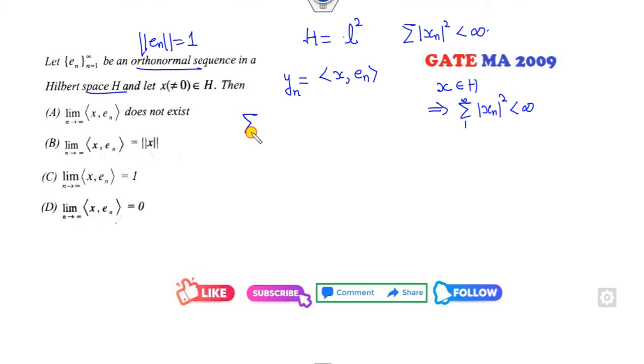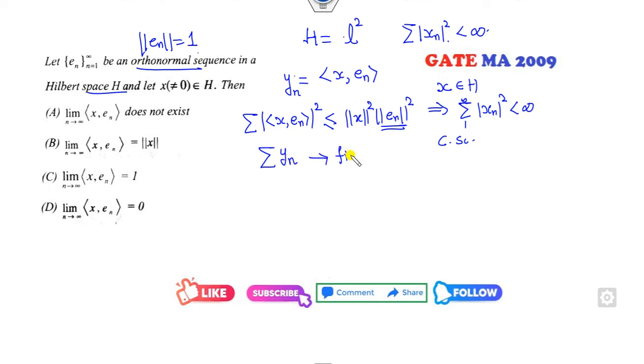Now if I apply this here, what does it mean? If I start from the square, then it should be less than or equal to norm of x square, norm of en square by using the Cauchy-Schwarz inequality. This value is 1 and it's a finite number, so it means this, which is my yn, is finite. What does it mean? It means this is convergent. So what does it mean? That's a series. The series is convergent.